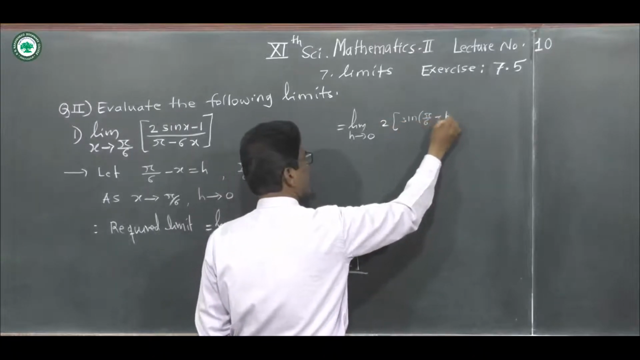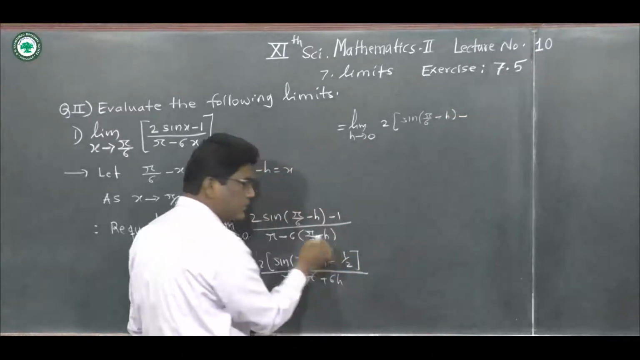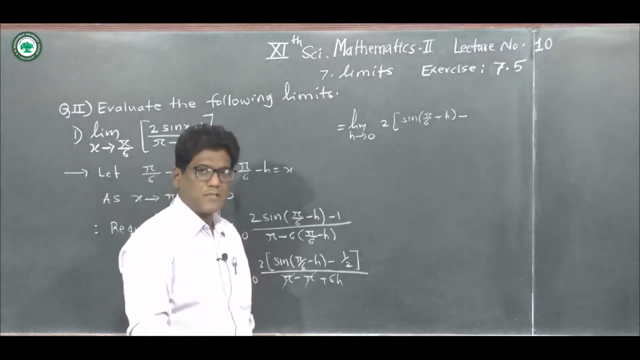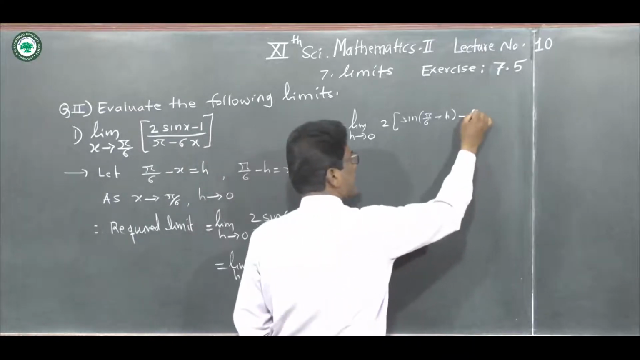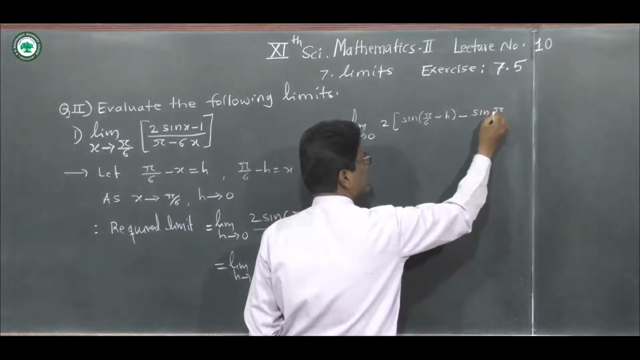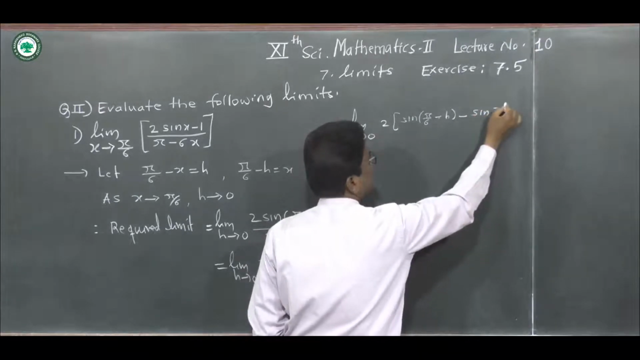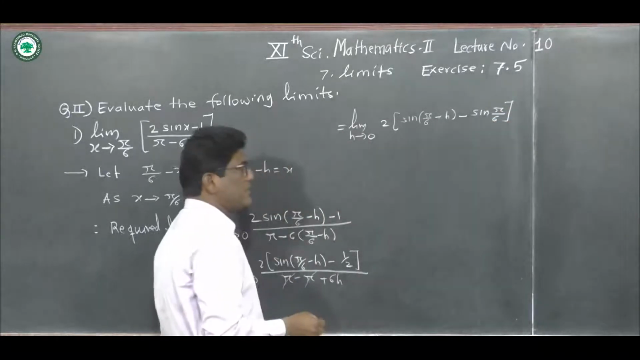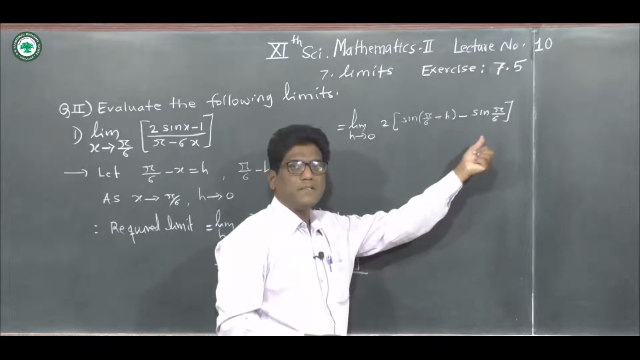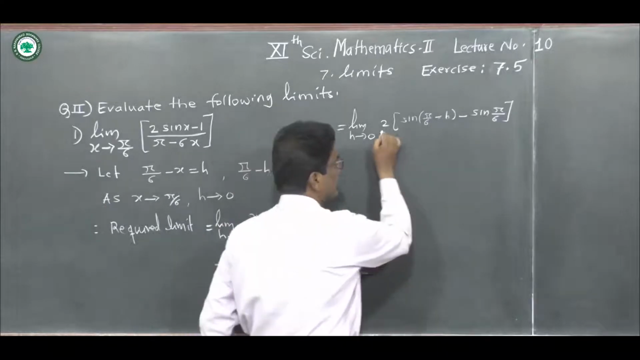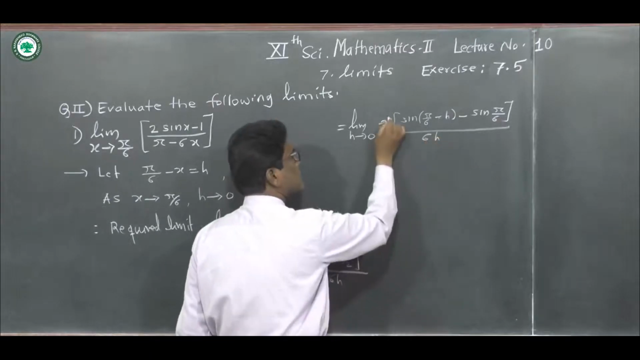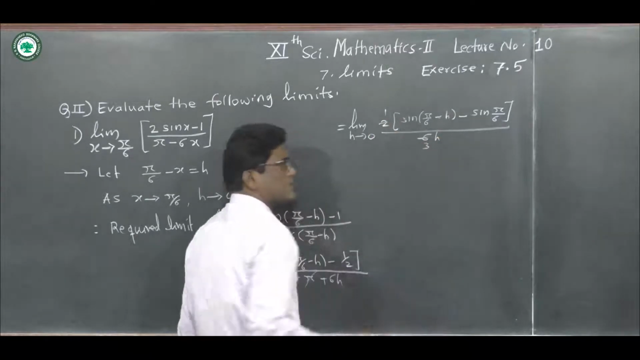Minus 1/2. 1/2 is the value of sine of which angle? That is 30 degrees. Sine 30 degrees is 1/2. So we write it as sine of 30 degrees. Instead of degree measure we write in radian measure, 30 degrees, that is pi by 6. Why do we write this sine of pi by 6? Because we use the formula sin C minus sin D. And in the denominator, this 6h, 2 ones are 2, 2 threes are 6.